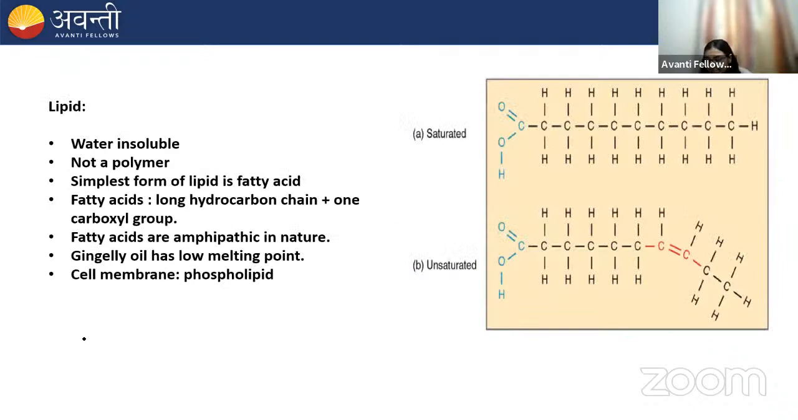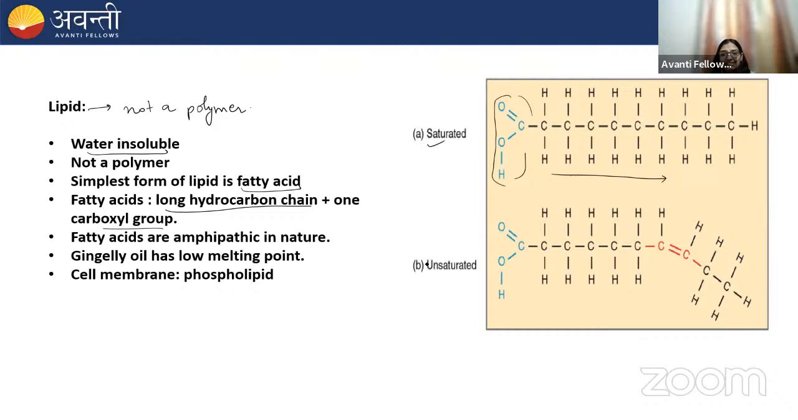Next, we are going to discuss lipids. Lipids are water insoluble. And remember that lipid is not a polymer. The simplest form of lipid is fatty acid, and fatty acid consists of a long chain of hydrocarbon plus one carboxylic group. There is one carboxylic group, and this is a long chain of hydrocarbons.